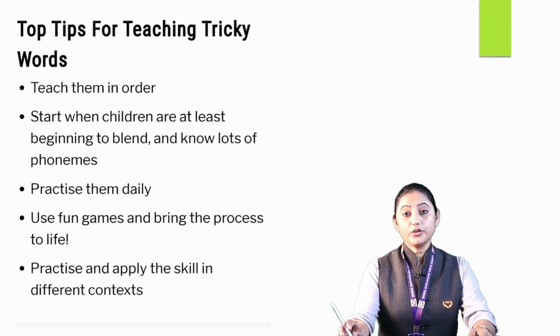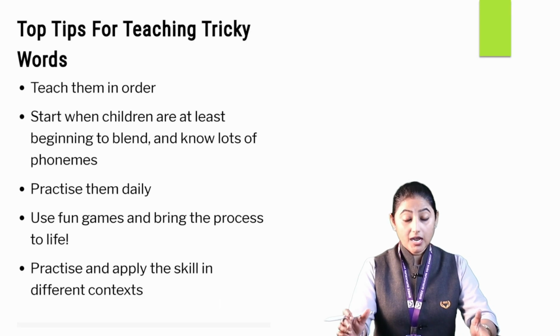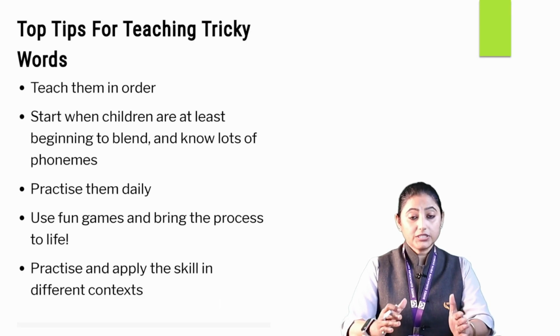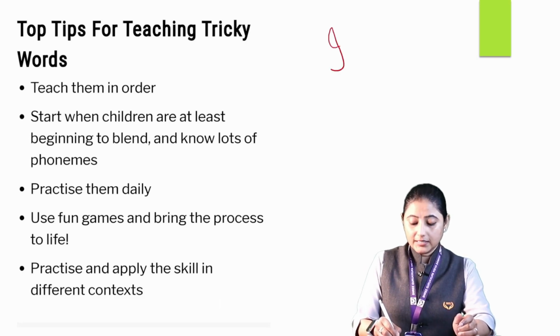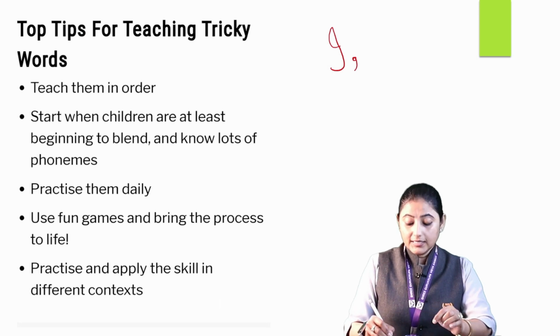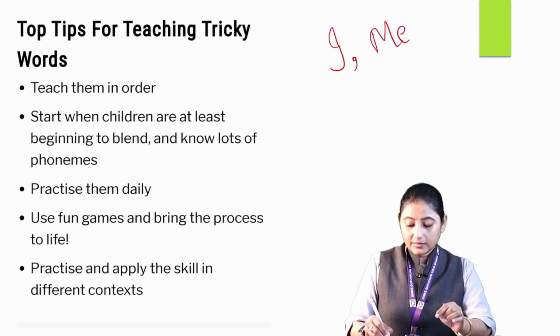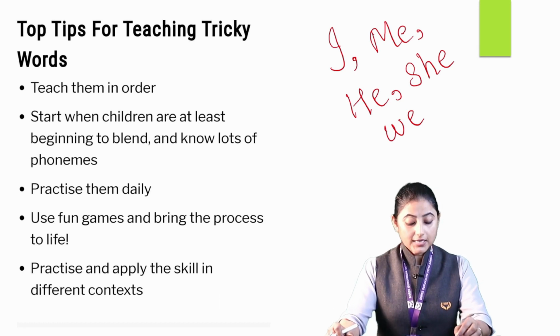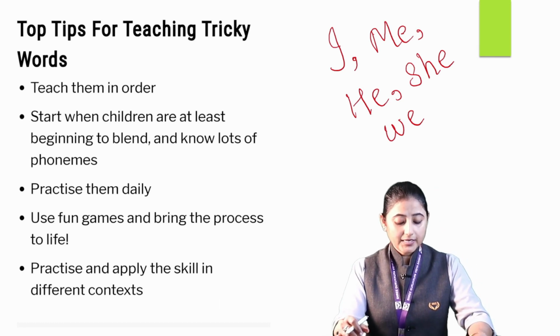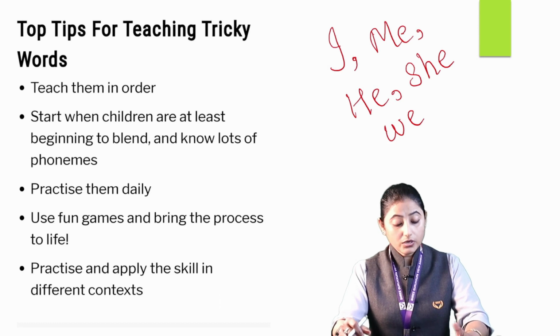Now there are a few tips for teaching tricky words. How to teach them? We should teach them in order. We should start by giving them small words. First we should give them I and make them learn I, then me, then he, she, we, like this. Start when children are at least beginning to blend and know lots of phonemes.